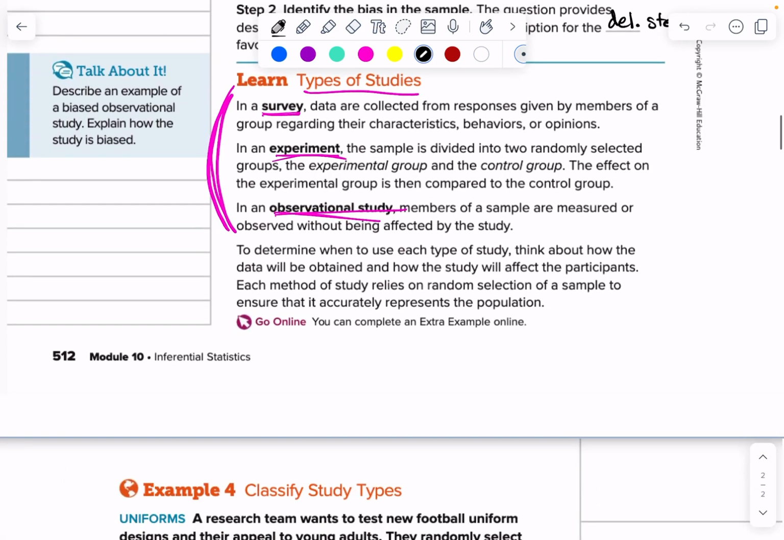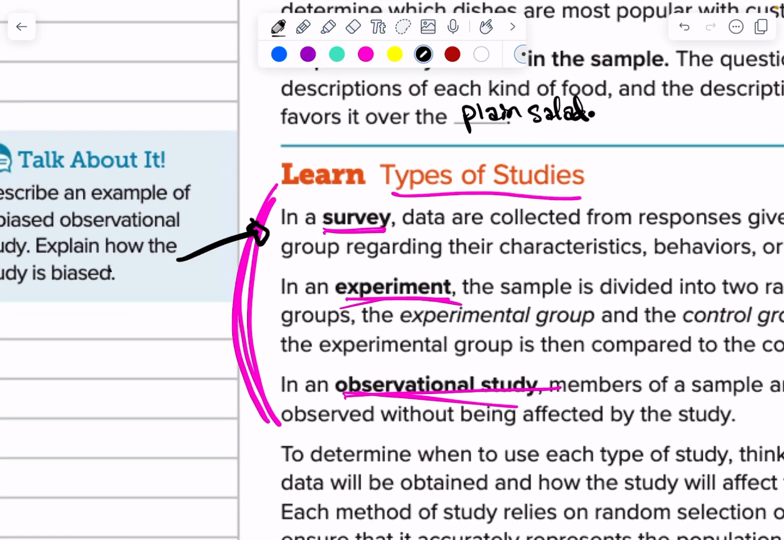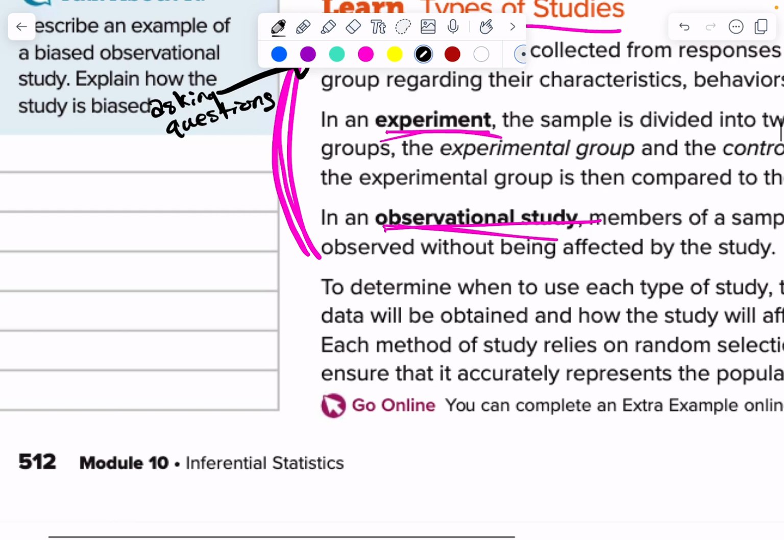All right, last thing, types of studies. So we're going to do a survey, an experiment, or an observational study. Survey is asking a question. Whether it's paper and pencil, whether it's calling them on the phone, whether it's you standing at the entrance to a building with a clipboard and asking them something, you're asking questions in a survey. That's pretty straightforward.